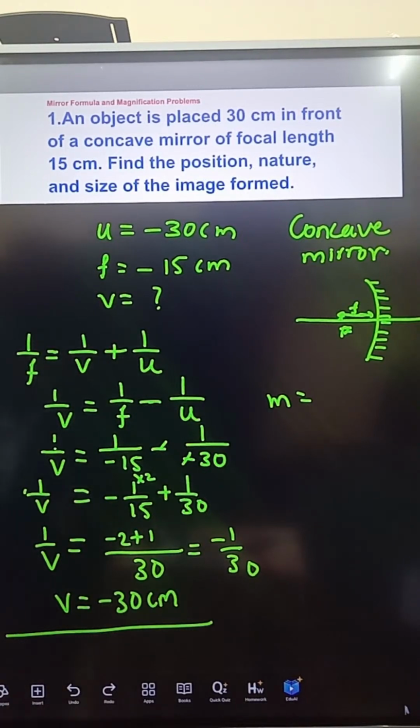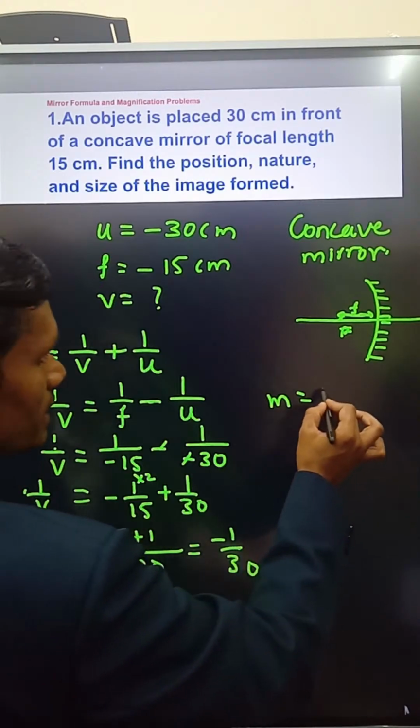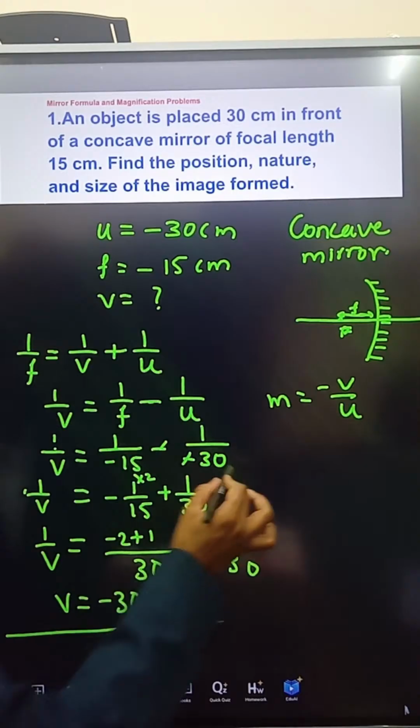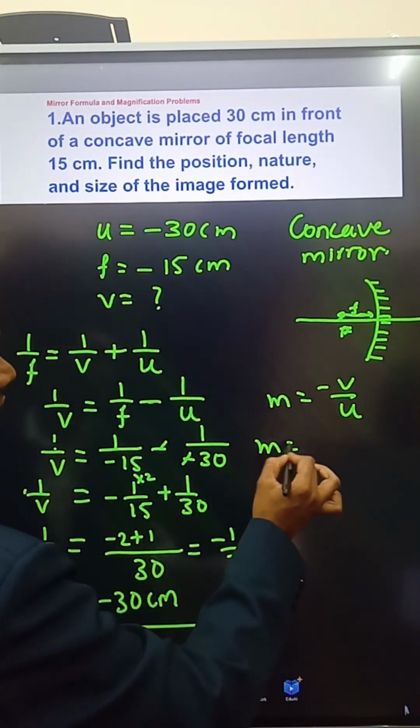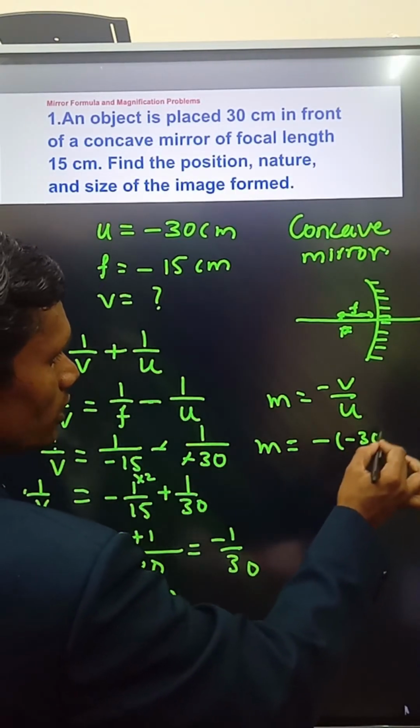So this is what we are saying. Next, coming to magnification. Magnification can be taken as minus v by u, right? So if magnification is asked, here minus v, what we got here is minus 30, right?